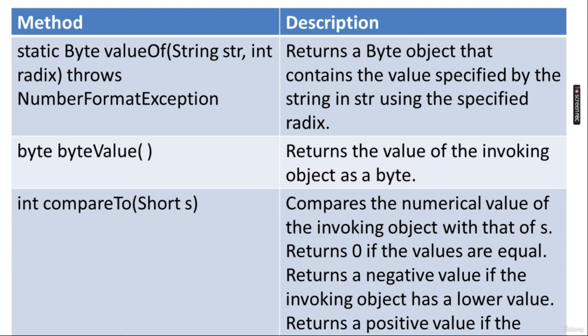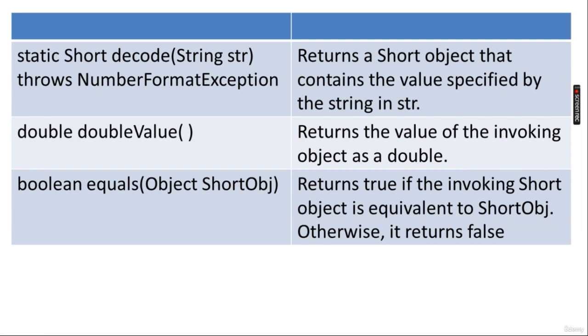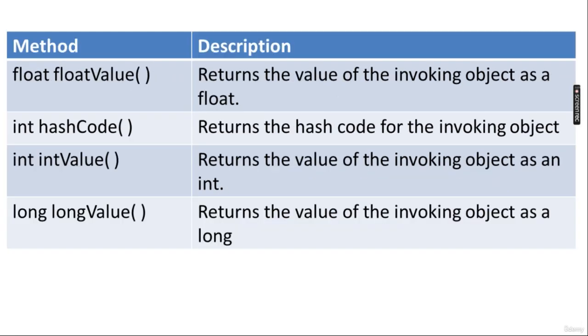int compareTo(Short s) compares the numerical value of the invoking object with that of s. Returns 0 if both are equal. Returns a negative value if the invoking object is lower in value. Returns a positive value if the invoking object has a greater value. Then static Short decode(String str) throws NumberFormatException returns a Short object that contains the value specified by the string in str. Then doubleValue returns the value of the invoking object as a double. boolean equals(Object shortObj) returns true if the invoking Short object is equivalent to shortObj, otherwise it returns false. Okay. floatValue returns the value of the invoking object as a float.